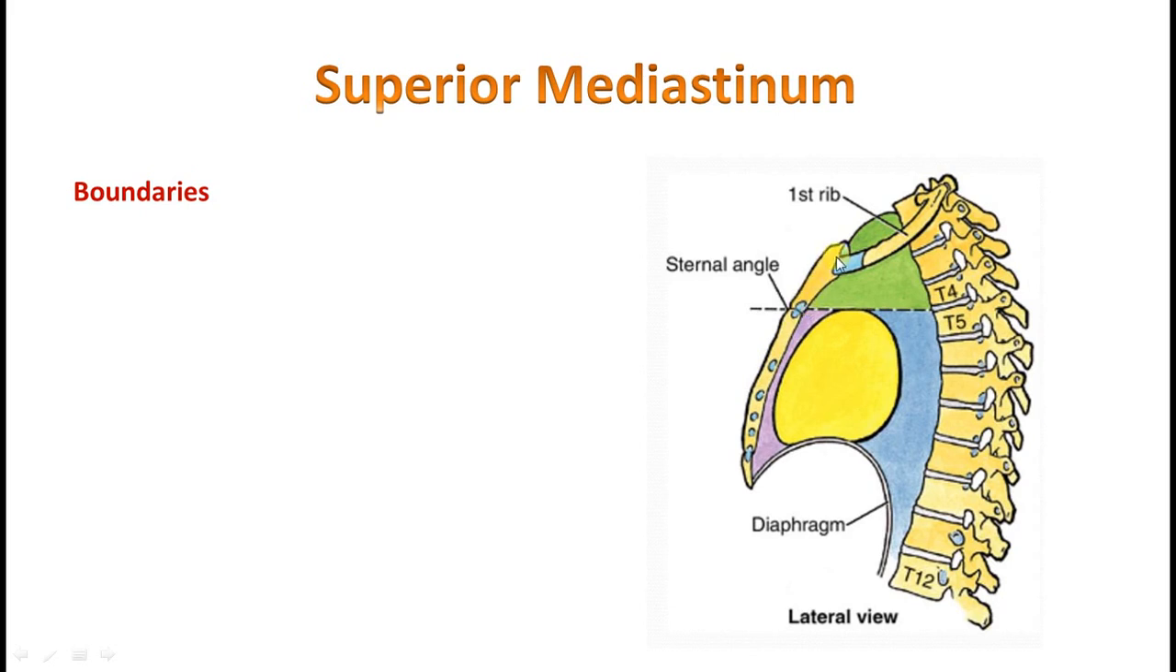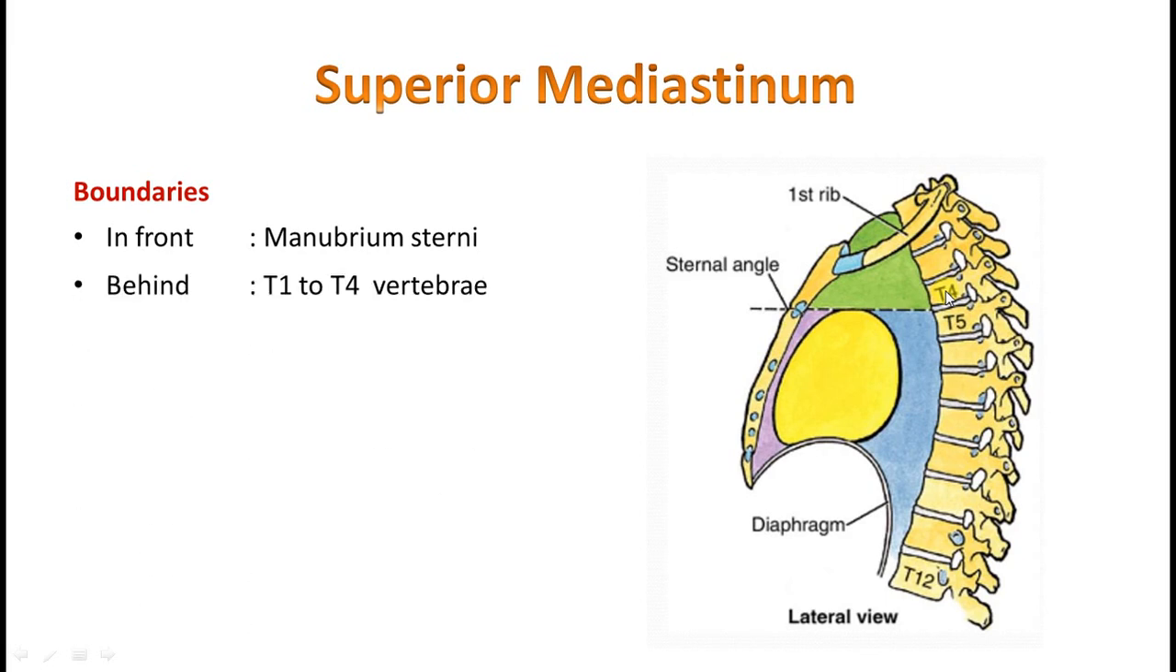Anteriorly it is the manubrium sterni, and posteriorly it is the first, second, third and fourth thoracic vertebra with their intervertebral discs. So behind, T1 to T4 vertebra with the intervertebral discs, and in front of the vertebral bodies you have the anterior longitudinal ligament. That will be the posterior boundary. On the sides, it is always going to be the mediastinal pleura.